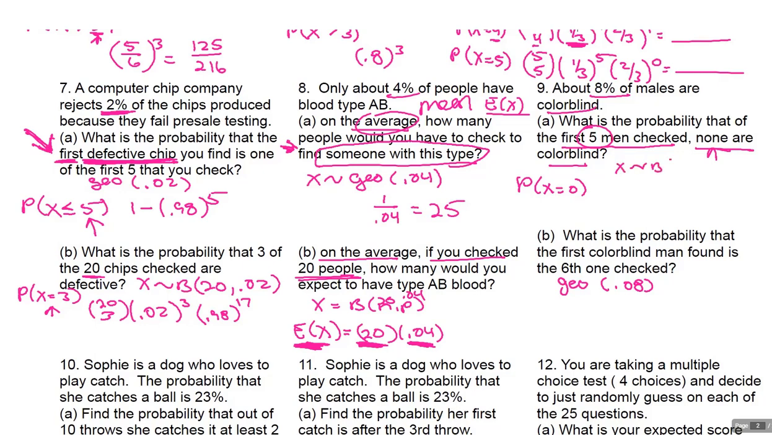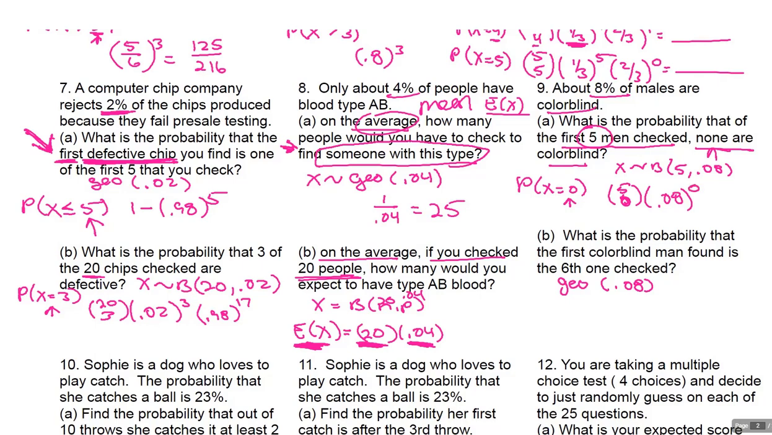X is binomial. What's my sample size? 5. And the probability is 0.08. In this case, I want to find the probability that if I check all 5, none of them are colorblind. So that's going to be 5 choose 0, times 0.08. Now again, think about it. If I want to have 0 successes, how many times do I multiply 0.08 times itself?